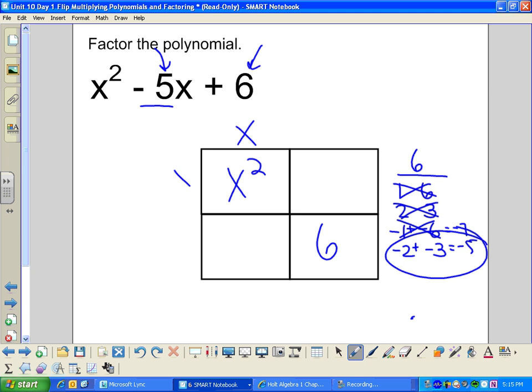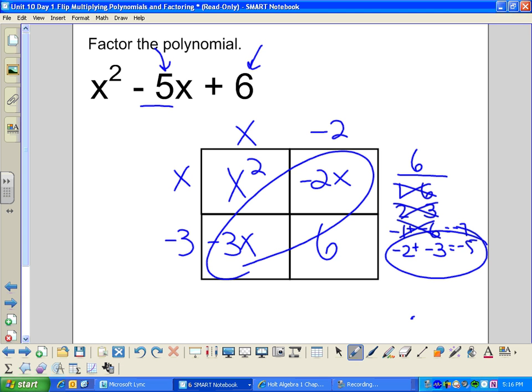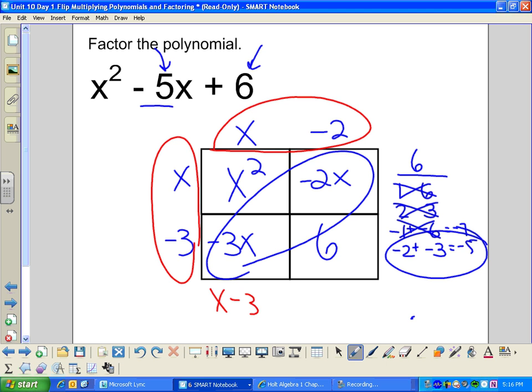So this is x, and this is x, and one of these will be negative 2, and one of these will be negative 3. So I end up with negative 3x, negative 2x. When I add these together, it does give me negative 5. So my two factors are these binomials. I end up with x minus 3 times x minus 2. When I multiply those two together, I get the product, which is x squared minus 5x plus 6.